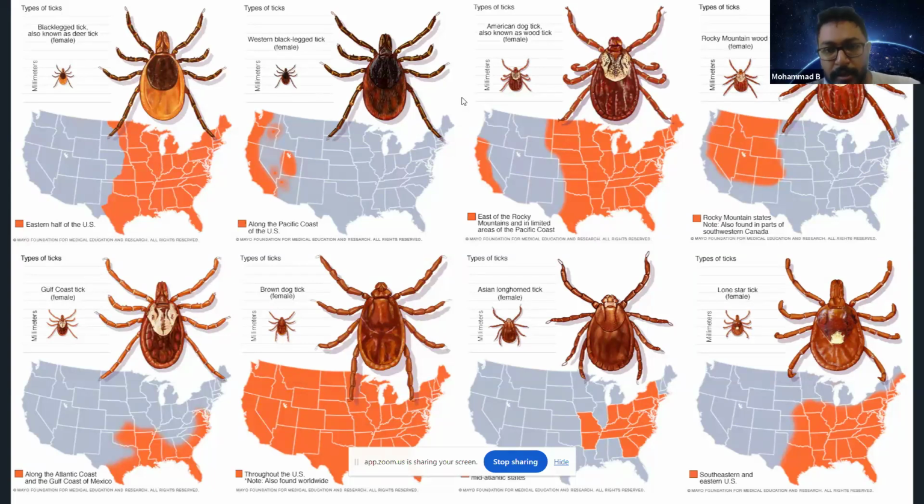But anyways, the other three over here, the American dog tick, the Rocky Mountain wood tick, and the Gulf Coast tick, all three of those are responsible for RMSF, again, the Rocky Mountain spotted fever. And the last three tend to cause other diseases, for example, tularemia, babesiosis, and all that.